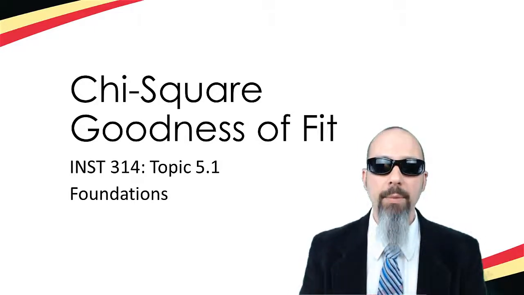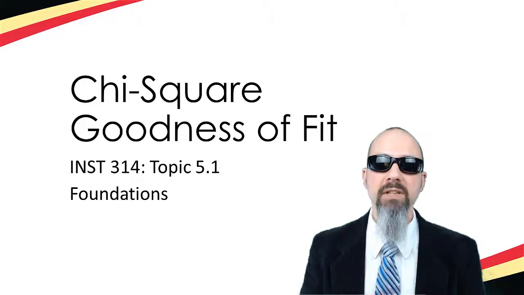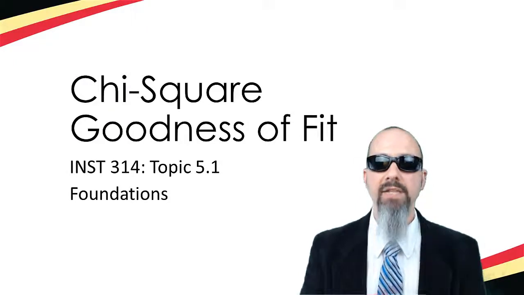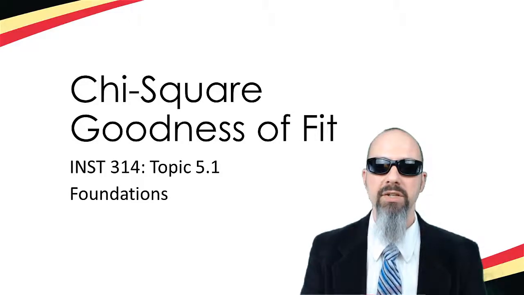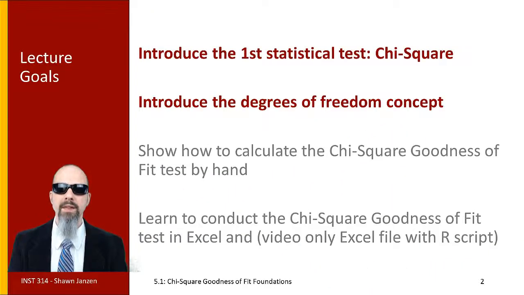We're starting a new topic module this time on Chi-Square, specifically looking at the goodness of fit. Chi-Square is the first of our inferential statistical tests we are going to be exploring over this term, and I'm excited to get started with you on this first topic, 5.1, Foundations for the Chi-Square Goodness of Fit. In this particular lecture, we're going to be talking about not only the Chi-Square test as a whole, but we're also going to be introducing the concept of degrees of freedom.